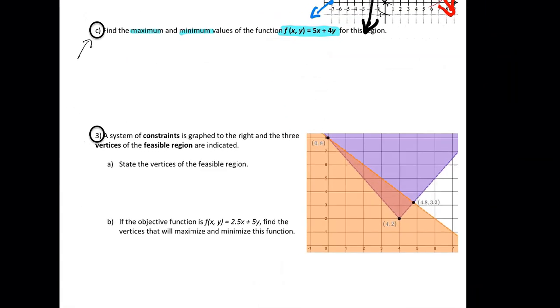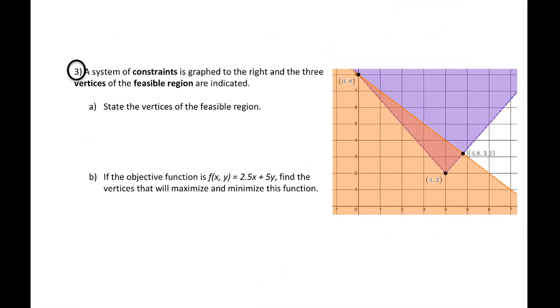And then lastly, number 3, I've graphed the system for you. Hopefully you can tell where that overlap is in that system. And I'd like you to do A and B. So state the vertices, and then use that objective function, again this objective function, to find the maximum and the minimum value of that function.